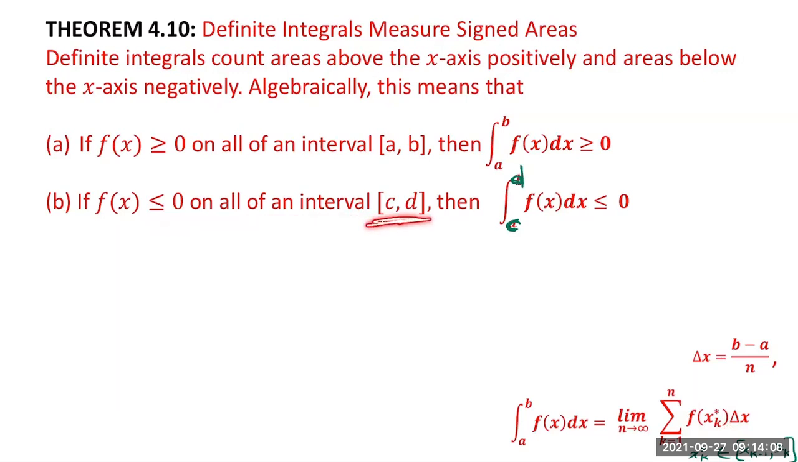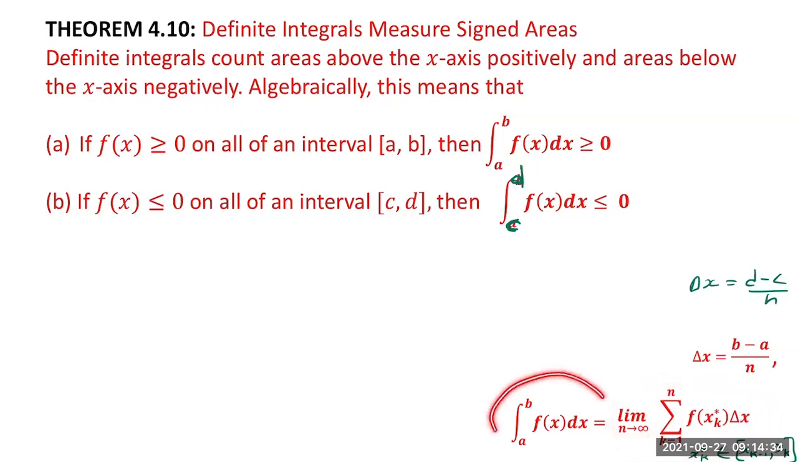That is positive, pardon me, d minus c over n. Okay, in the second case, delta x is equal to d minus c over n, which is clearly positive because d is the bigger number. And this is a number which is less than or equal to 0. This is a positive number. This whole thing is less than or equal to 0. That means the summation is less than or equal to 0. As a result, this limit is less than or equal to 0.